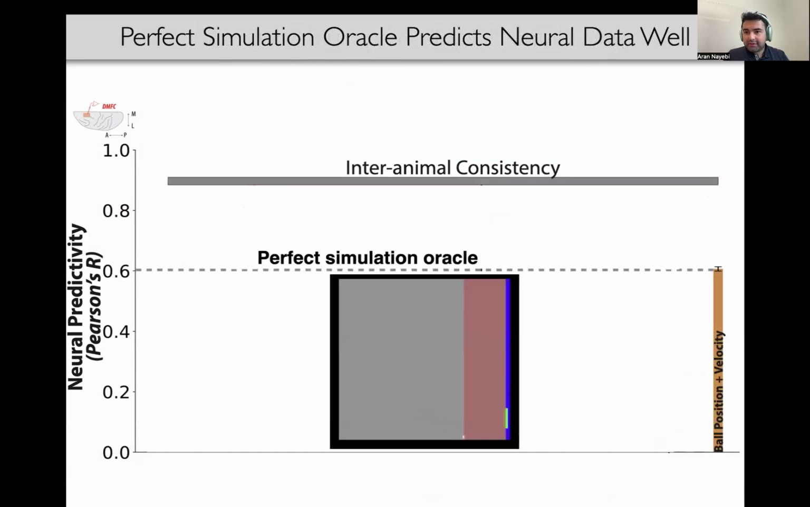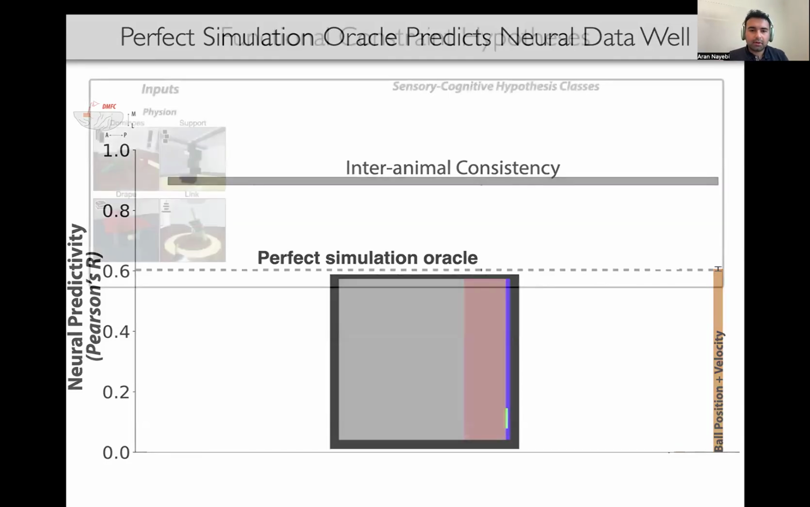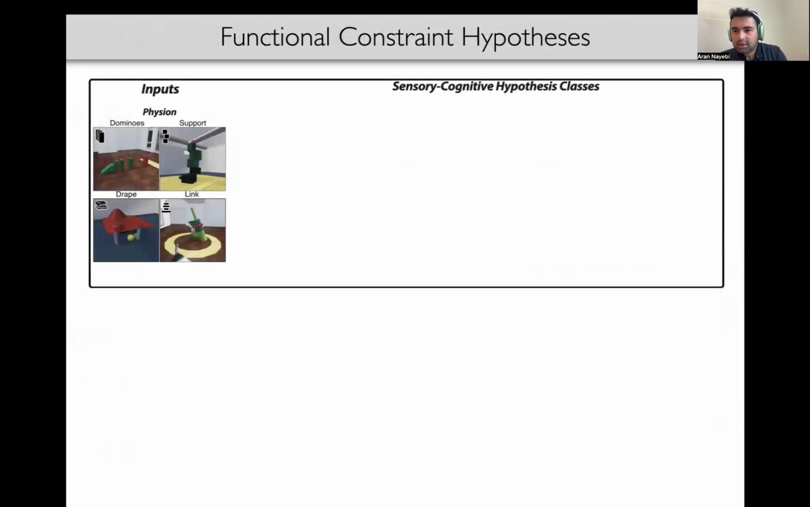Another thing we could look at is the perfect simulation oracle. This is basically if you had ground truth access, which the animal doesn't have, to the ball's position and velocity, how well could that predict the neural activity in DMFC while the ball is hidden from view? We see that a substantial portion of the neural activity in DMFC is due to simulating the ball. This allows us to isolate that versus other things like attentional or saccade demands that the animal also has to do, that aren't relevant to simulation alone and that our models aren't modeling explicitly.